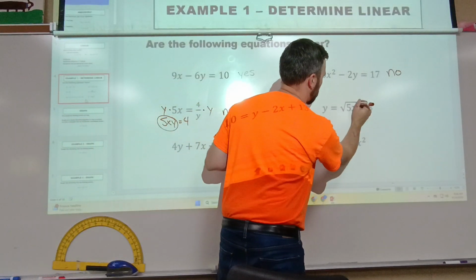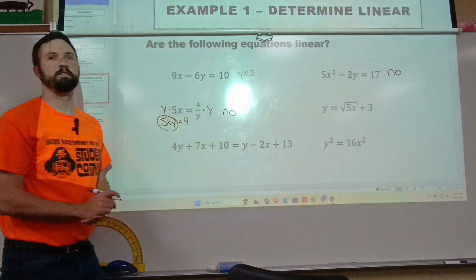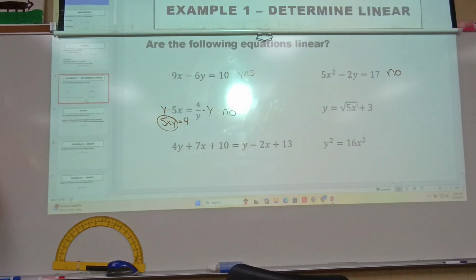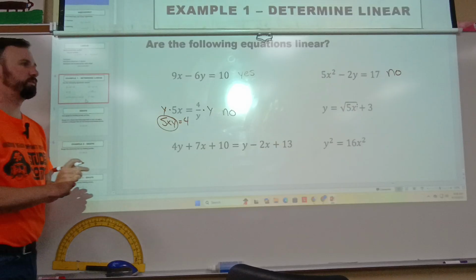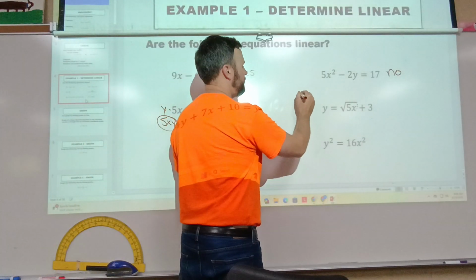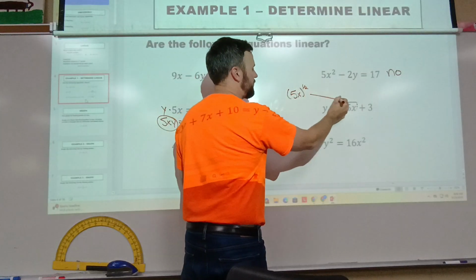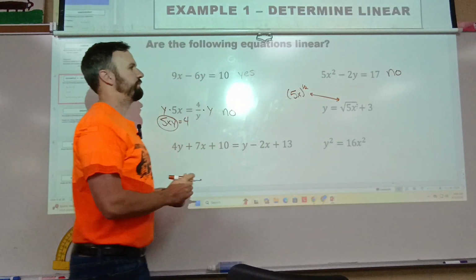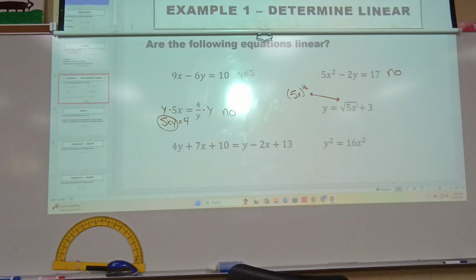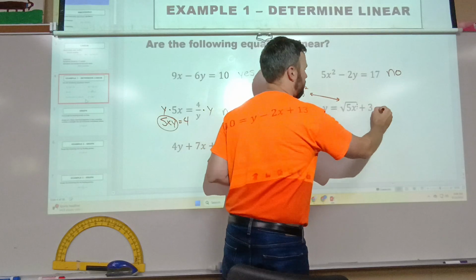Can you guys see that the square root is over the x? So is that x to the first power? No. Just a quick reminder, these two things are the same thing. 1/2 power is a square root. So that is a no.